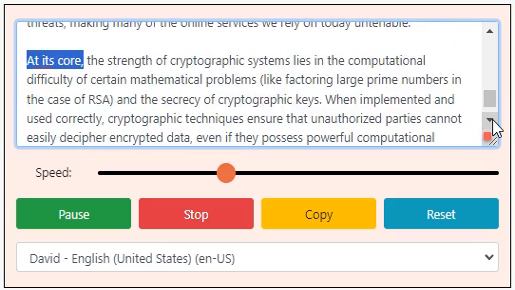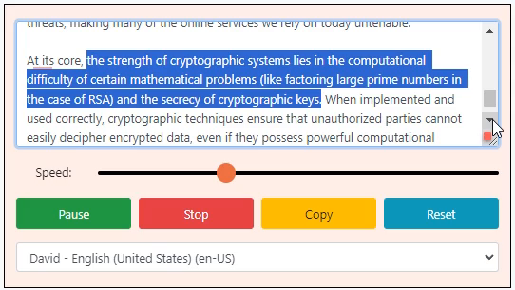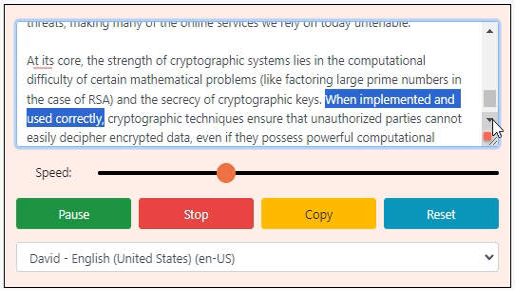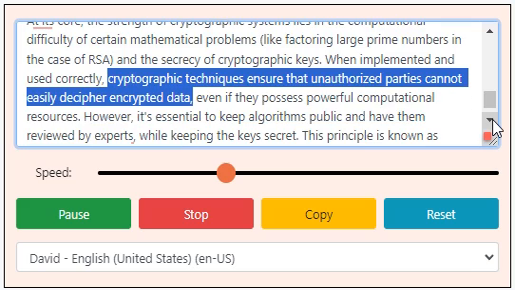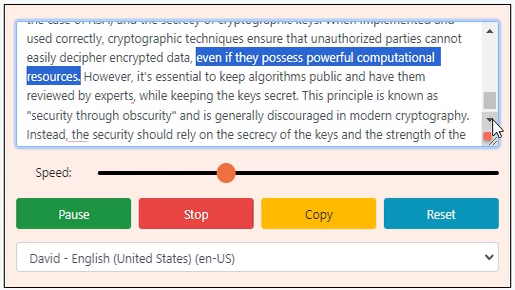At its core, the strength of cryptographic systems lies in the computational difficulty of certain mathematical problems, like factoring large prime numbers in the case of RSA, and the secrecy of cryptographic keys. When implemented and used correctly, cryptographic techniques ensure that unauthorized parties cannot easily decipher encrypted data, even if they possess powerful computational resources.